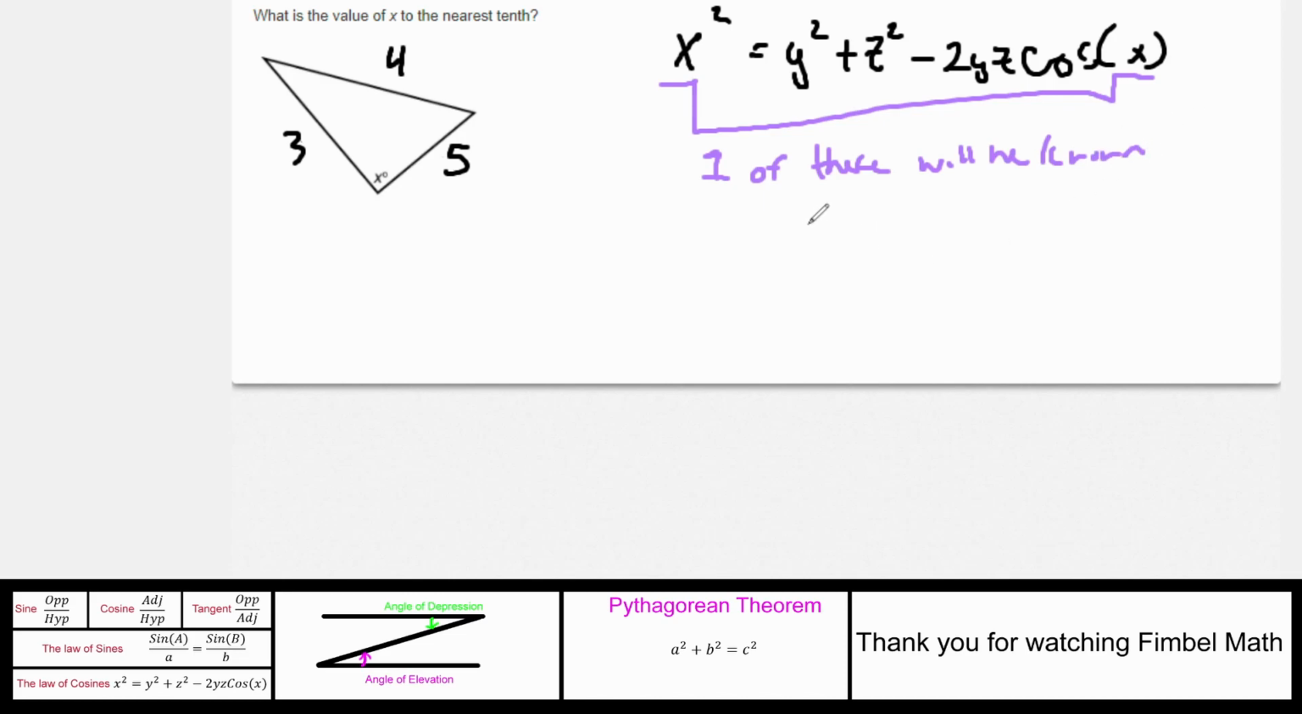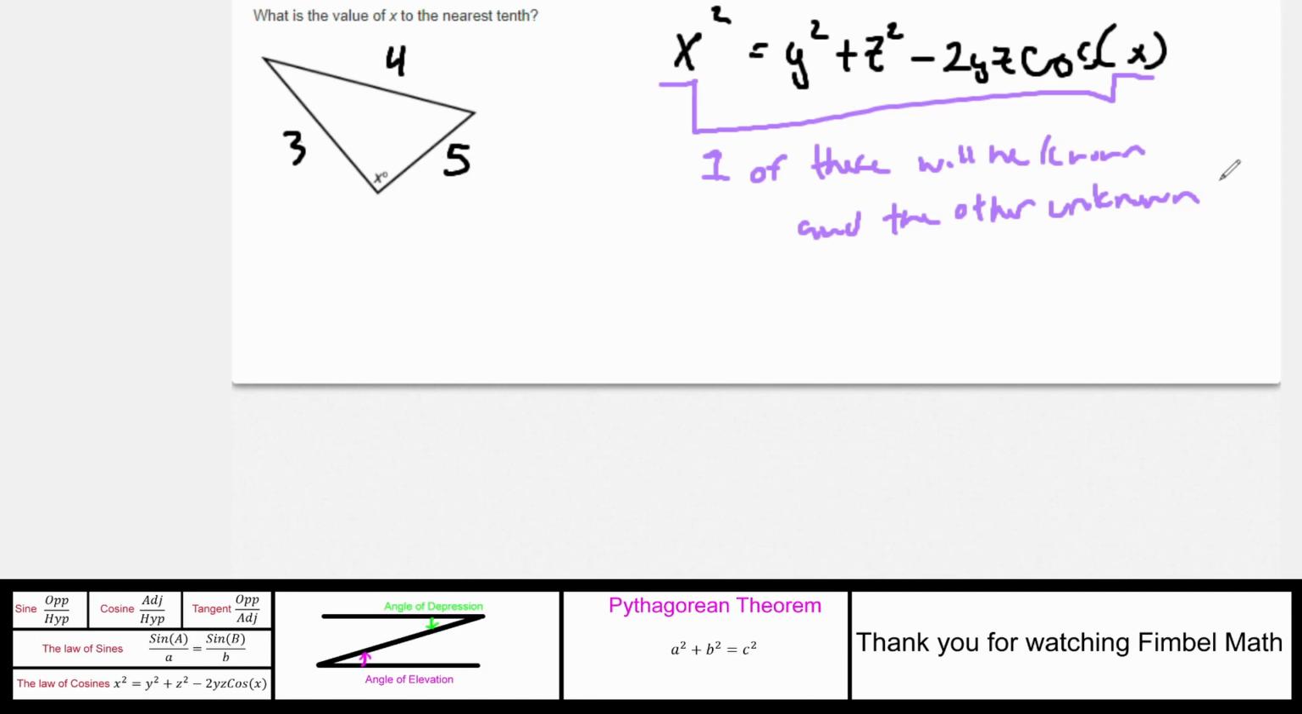And the other unknown. Now, we obviously could not use the law of sines here because I don't know any of the angles yet, so I can't have the sine of a known angle over the known side is equal to the unknown. So I am forced to use the law of cosines here.